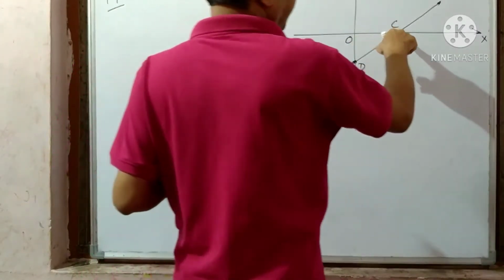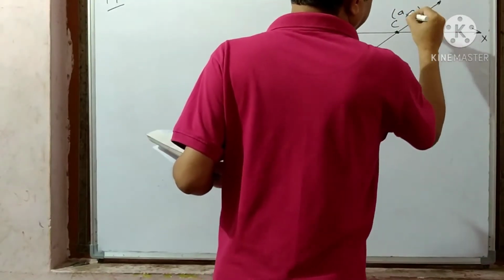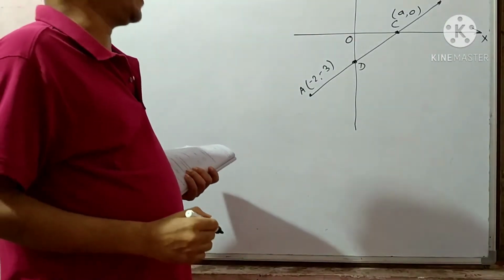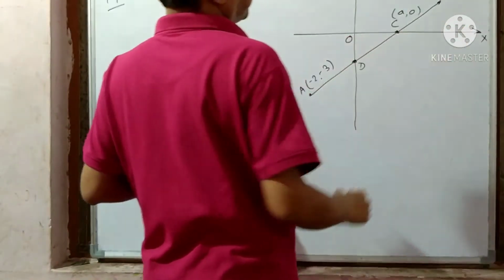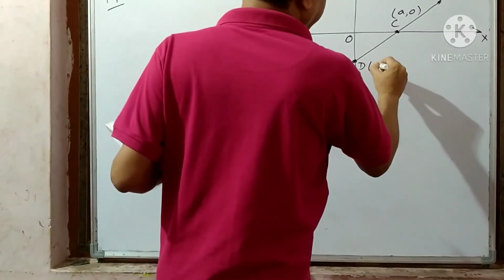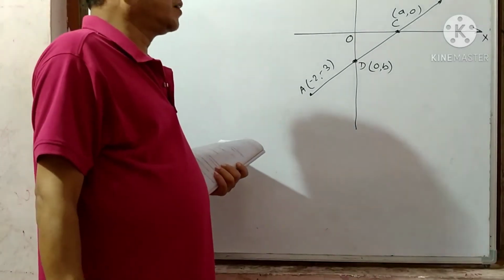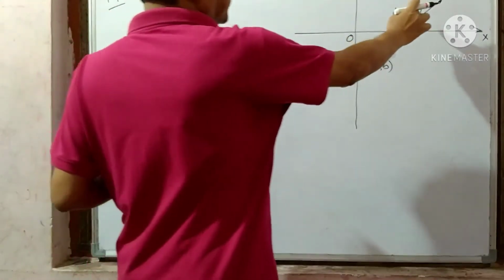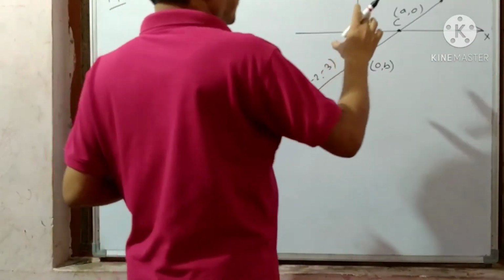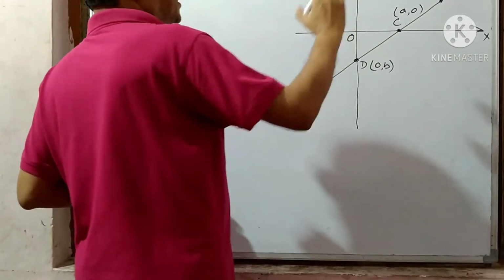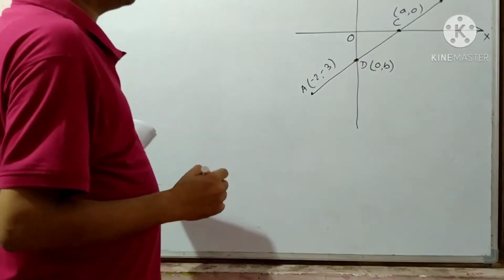Point C, as it is on the x-axis, we can take its coordinates as (a, 0). The y coordinate is 0 because it is on the x-axis. And that of D we can take (0, b). The x coordinate is 0 on the y-axis. So, as the y coordinate is 0, using the internal division formula, we can find the ratio in which point C divides AB. Suppose point C divides AB in m:n ratio.